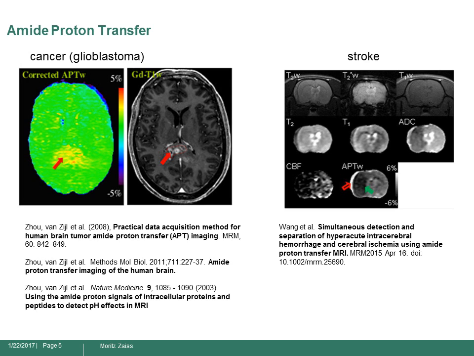So in 2003 there was this big article by Jinyuan Zhou and Peter van Zijl in Nature Medicine, where they showed that you can use this amide proton transfer to detect cancer. And you see here already a correlation with the gadolinium, but we will see later that this can be refined. At the same time, the pH dependence can also be used in stroke imaging.